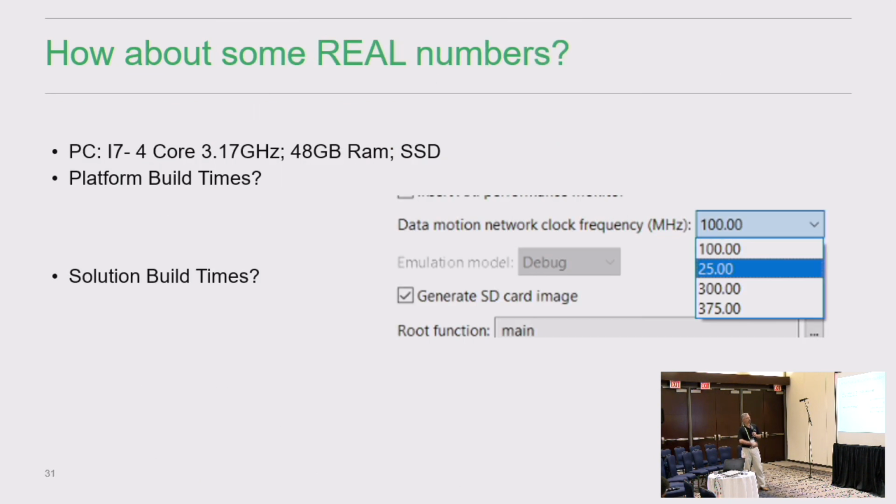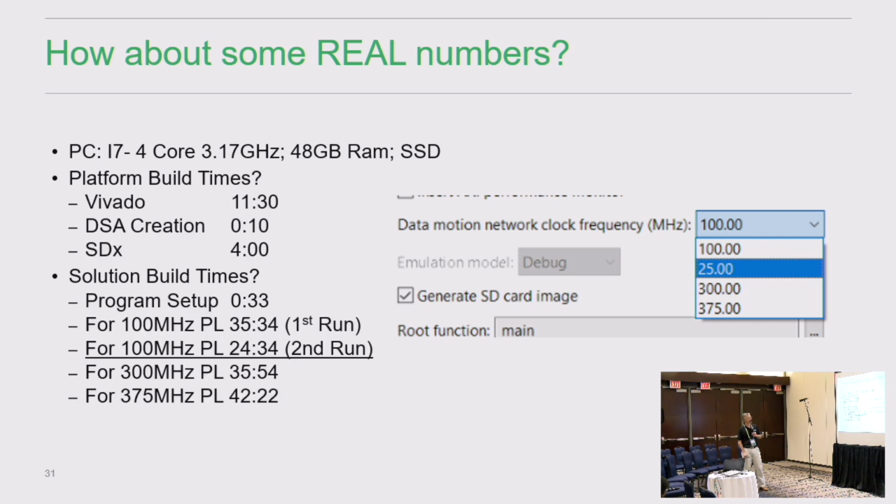In this case, you can see that I have a choice for the data motion of 100, 300, 375. Those are just clocks I added in there. 375 is pushing this fabric a little bit, but I didn't really change the data motion network. What I'm doing is actually changing the speed at which the processing is happening in the programmable logic.